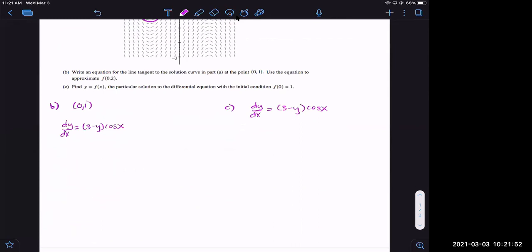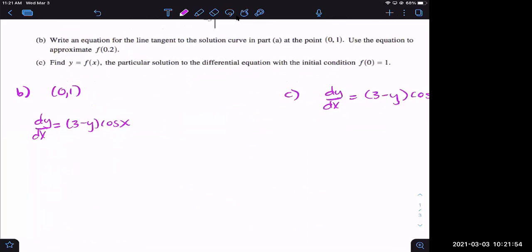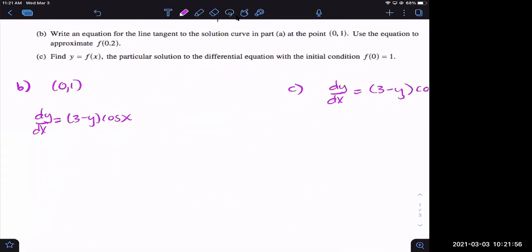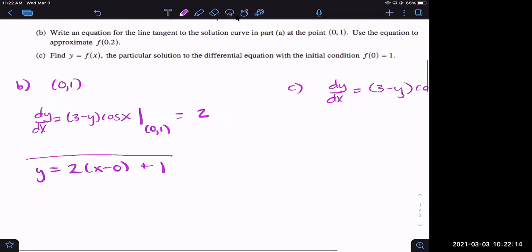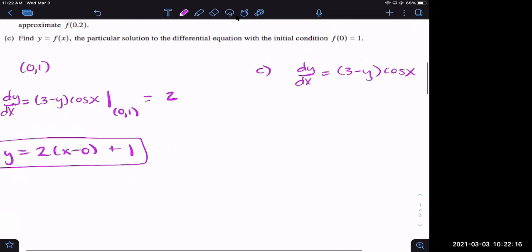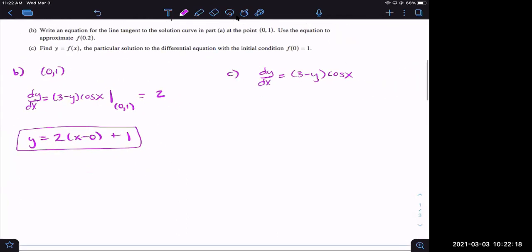The first thing it says is to write a tangent line, you need a point and a slope. So you've got the point, then you evaluate the derivative at that point. What did that come out to be? 2. So your tangent line is 2x minus 0 plus 1. No, you don't have to write the minus 0 part, but you have your tangent line, so that's the first answer. Then they want you to use it to approximate the function at point 2.